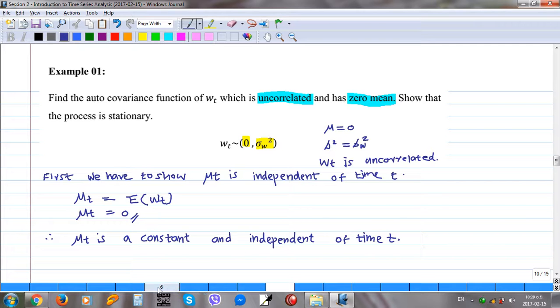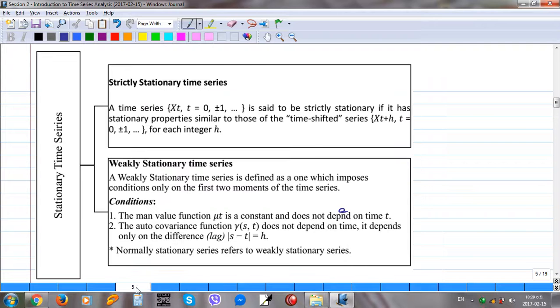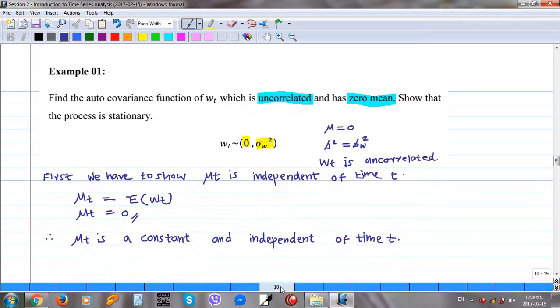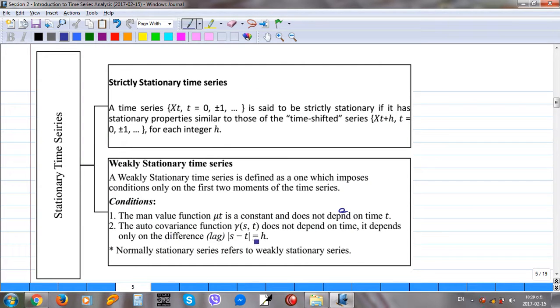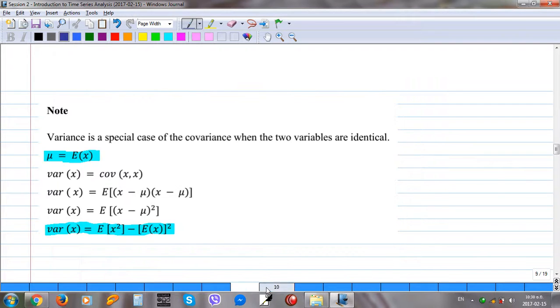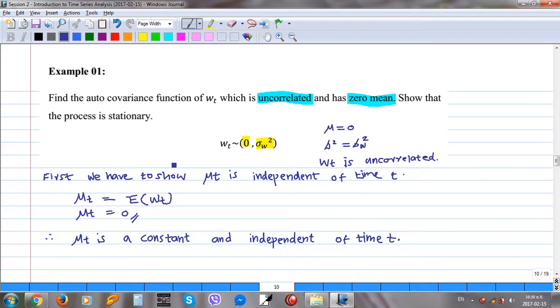Now we are going to show that it is a stationary process. The first property is the mean value function mu t is constant and does not depend on time t. Now we found that it is constant and independent of time t. Then the first condition is fulfilled. So now we have to consider the second condition. What is the second condition? The autocovariance function does not depend on time and depends only on the difference of the time.